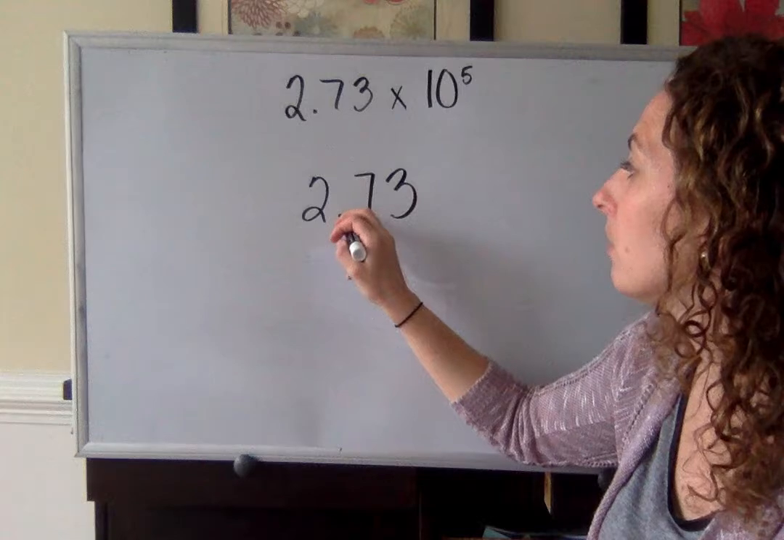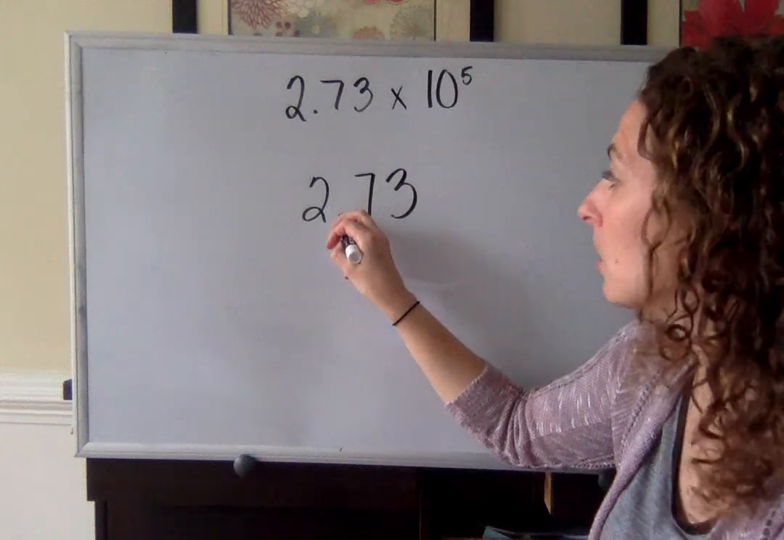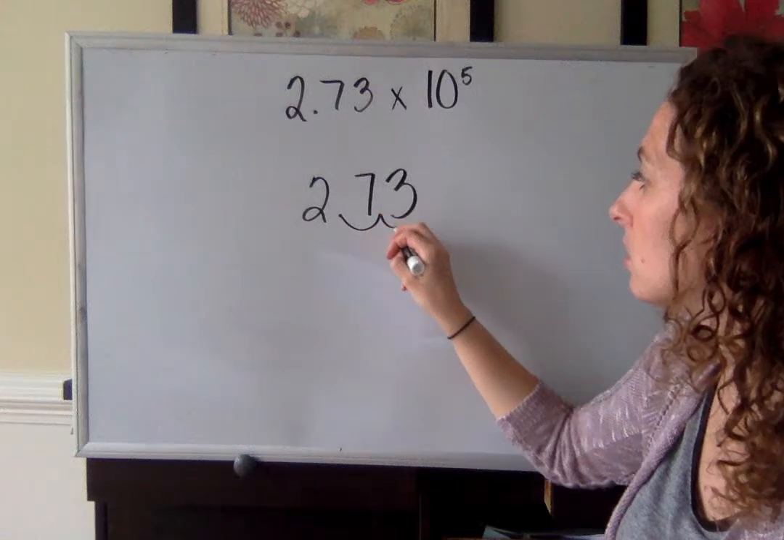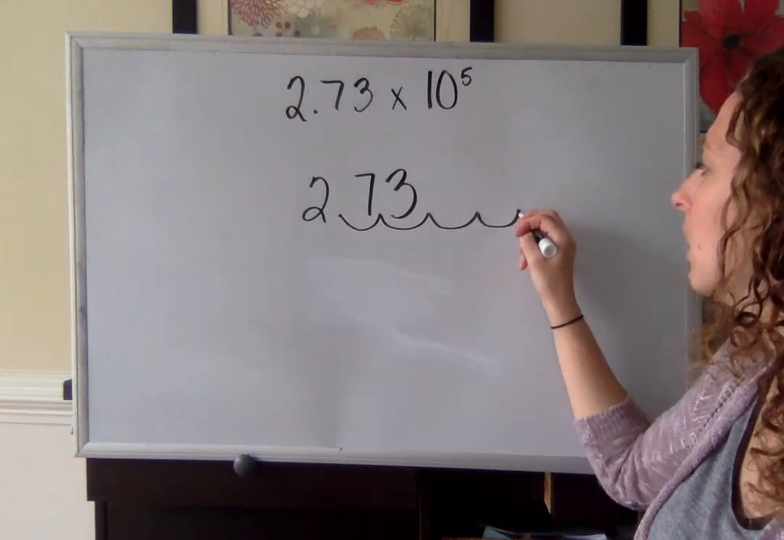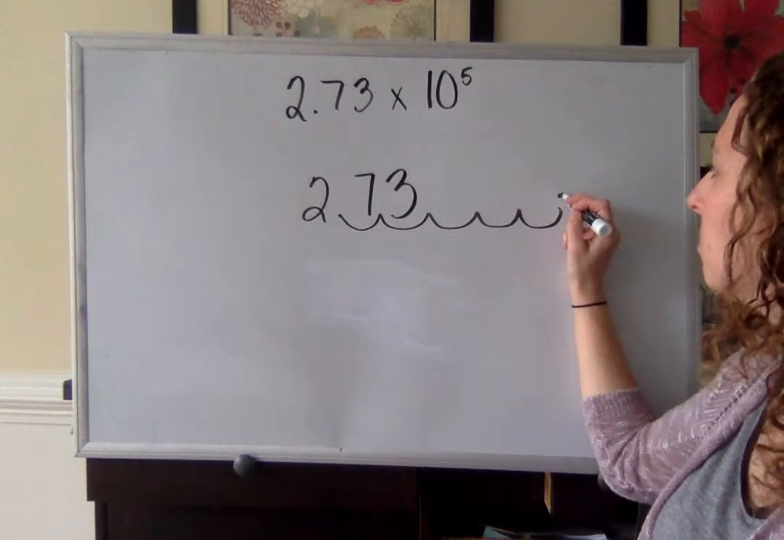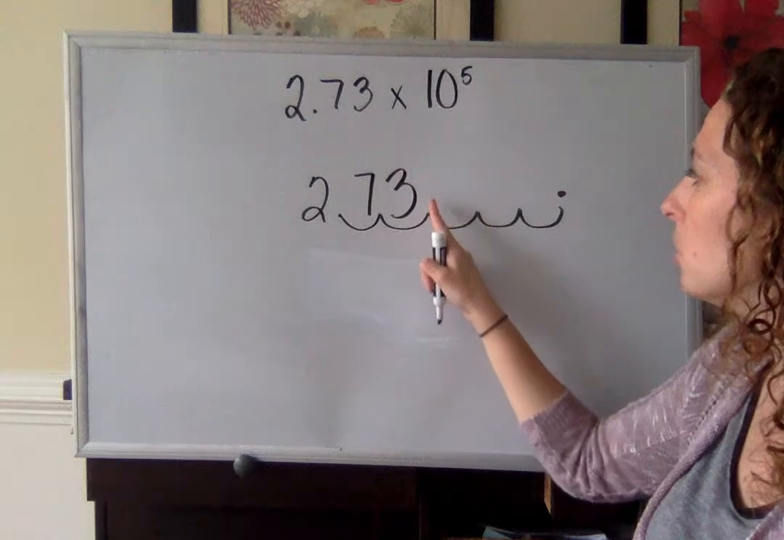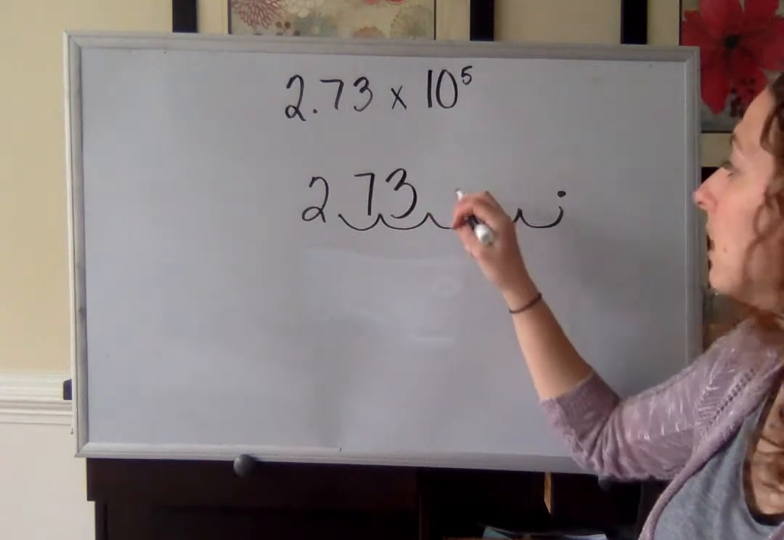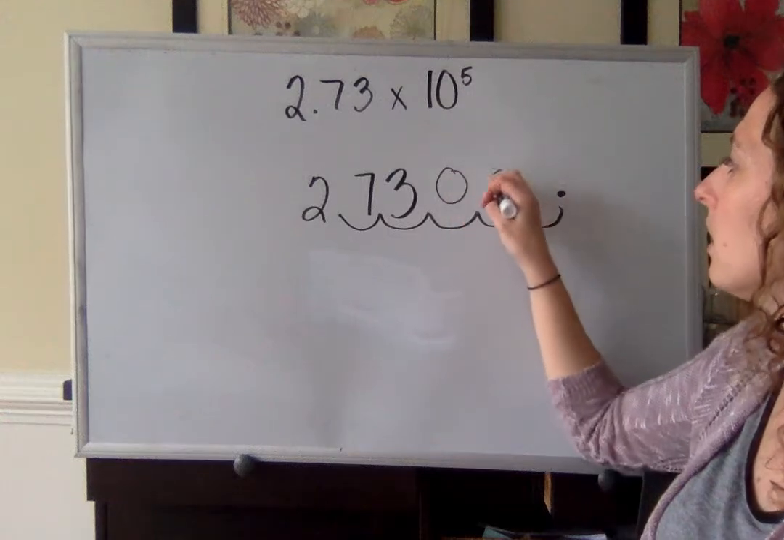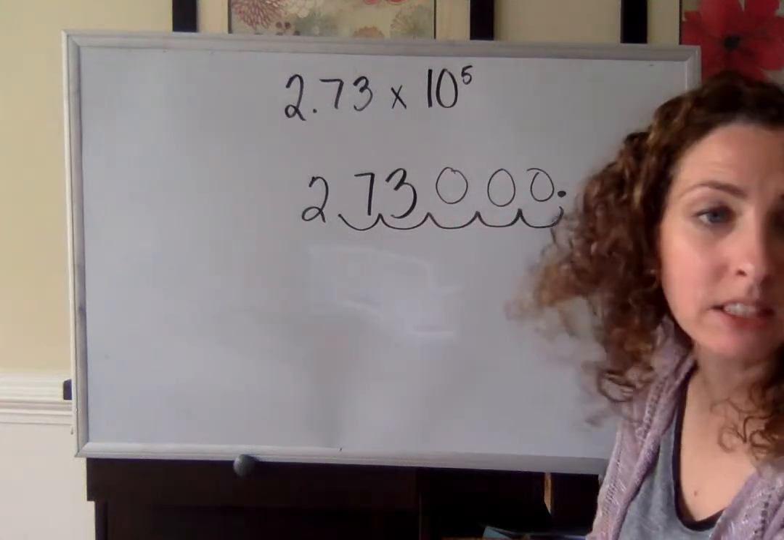So let's count. I want you to count with me. I know I can't hear you, but I still want you to be counting. 1, 2, 3, 4, 5. And you can put that decimal there so you know that you moved over 5. 1, 2, 3, 4, 5. And in those empty spots right there, you're going to add a 0 or zeros, okay? Wow, that's a big number.